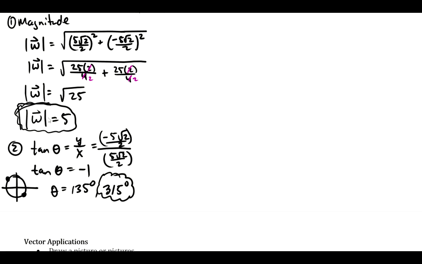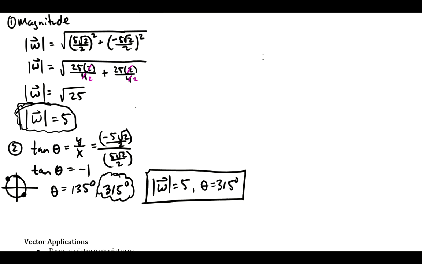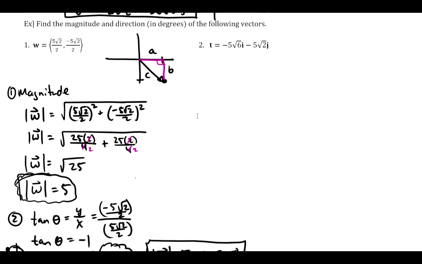Now, the way that they write it is, what I clouded is pretty much it. They just write them next to each other. So we do have the magnitude of W is 5, comma, angle is 315 degrees. Okay, so that's it. So that's how we can change them into magnitude and direction.